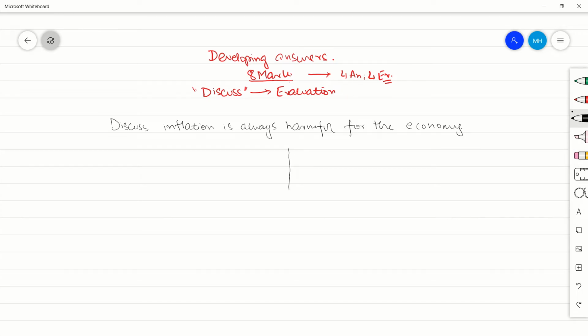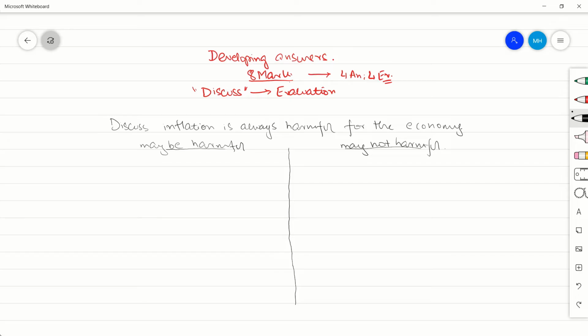You will draw a line in your brain, or on your notes or your blank page, and then you are going to make 2 sides: may be harmful, may not be harmful. So now the examiner knows, or you know, that you have to fulfill these points.